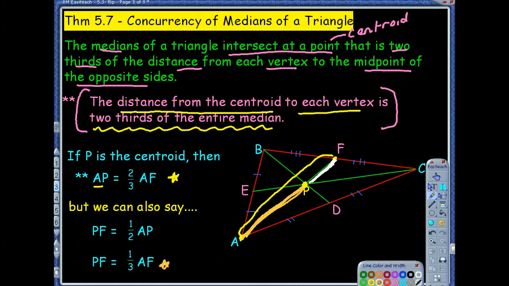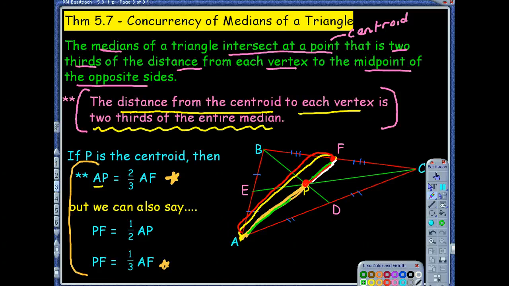Now, do you need to know all of these relationships? Not necessarily. If you want to just remember the theorem, the 2/3 idea, then you can use that to help find other things. If you want to remember that PF, notice what it is. It's saying from the centroid to the midpoint, this distance is a third of the whole entire median, you can remember that idea. Or you can remember the relationships that make up the centroid. How are these related to each other? Okay, this PF is half of that.